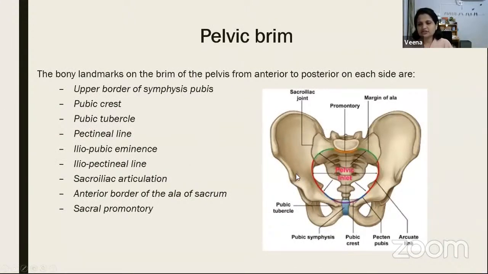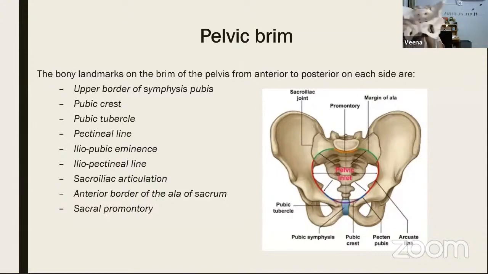That's a very important question for you. So, outline the pelvic brim. Always start from the front. So it is the upper border of the pubic symphysis. Then the pubic crest, and then the pubic tubercle, which is just next to the pubic crest. So this is the pubic symphysis.